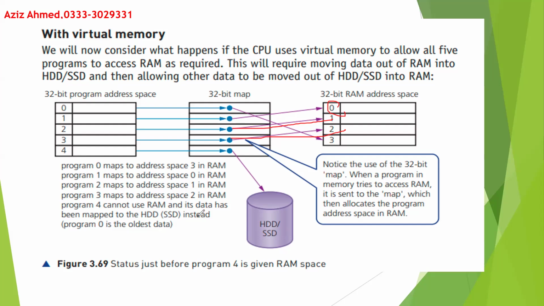Program 4 cannot use RAM, and its data has been mapped to the hard disk. The program 4 has to access memory because RAM is full. It is mapped to here. Program 4 cannot use RAM and its data has been mapped to the hard disk or SSD, instead of program 0, which is the oldest data. Program 0 came first. So they are saying that the first four programs have been used and have covered their RAM space, but program 4 does not have space in RAM, so it was transferred to the hard disk.